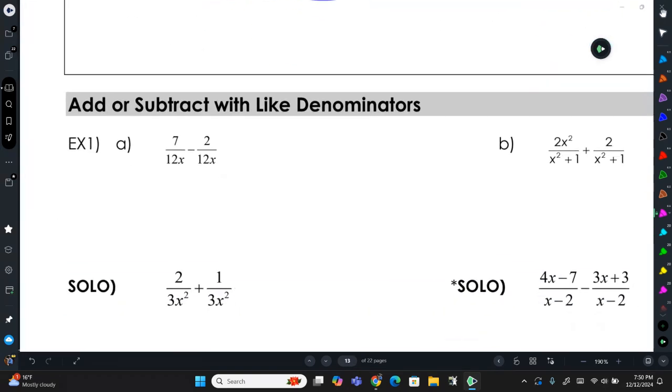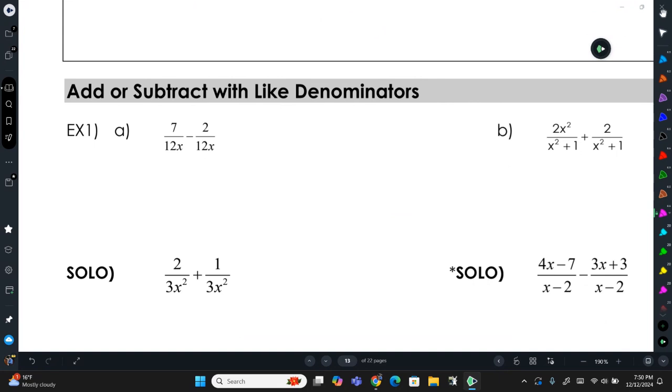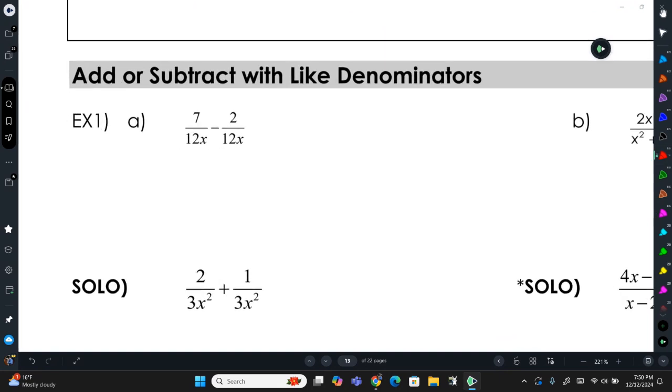All right, so let's do some examples down here of that. We have 7 over 12x minus 2 over 12x, same denominator, so we can simply subtract the top and bottom. 7 minus 2 is 5 over 12x. Can we simplify that? Nope, 5 over 12 cannot be simplified, so this is your final answer.